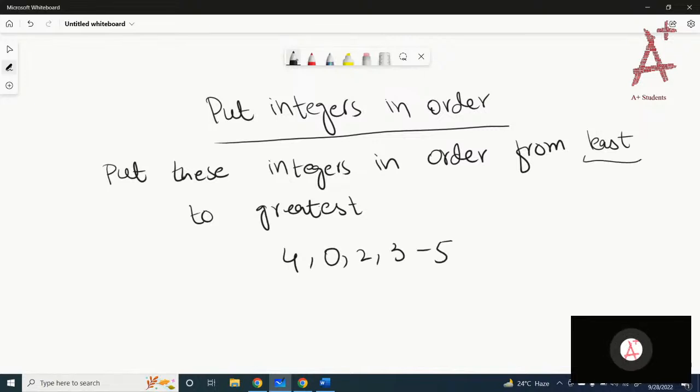Okay, so you have to start from the least one. The negative numbers are the least. You have only one negative number, so it is -5. Then you have to look at the positive numbers. The least one is 0, then you have 2, then you have 3, and the greatest one is 4. Got it? Okay, on the top right corner you have a test button. Let's start with test questions.